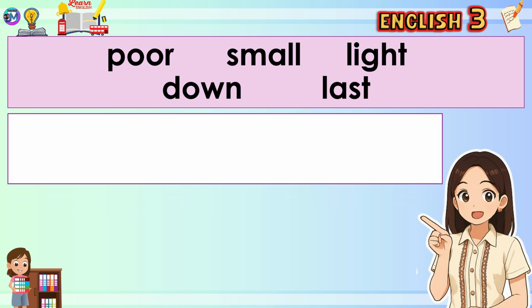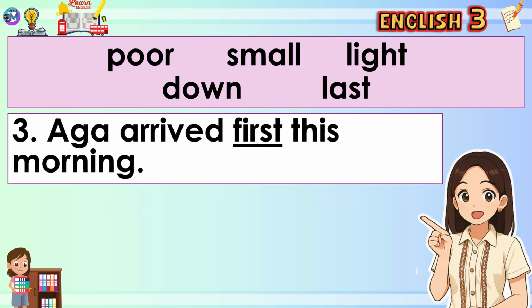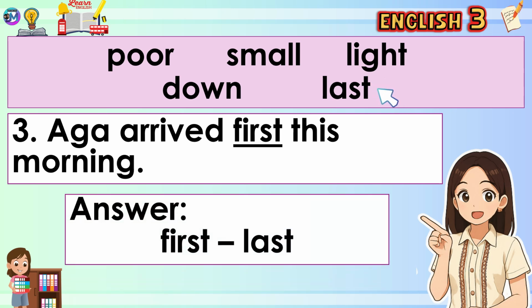Sentence number 3. Aga arrived first this morning. The underlined word is first. What is the opposite of first? Very good. The answer is last. The opposite of first is last.